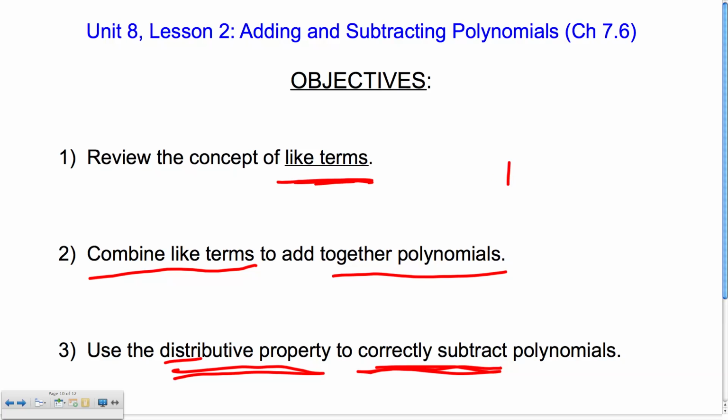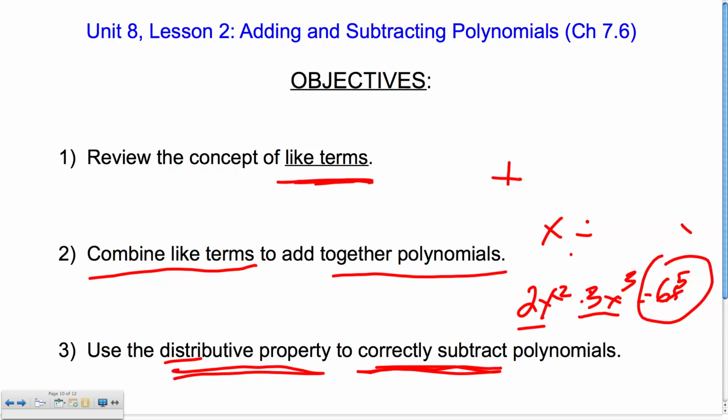Remember that addition is going to be very different than multiplication or division. Back in our last chapter, we were multiplying and dividing. So we were doing 2x to the second times 3x to the third. And these we can simplify more because it's a times. We can add the exponents on that x. We now have x to the 5th. Make sure you're not doing that today. This is when we multiply.